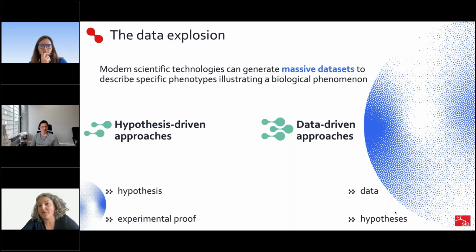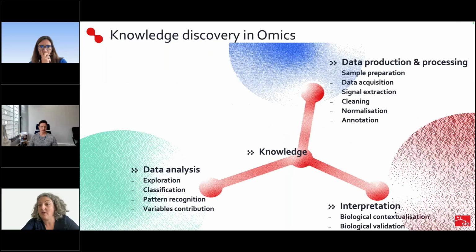To follow this path, three different steps are necessary. Data production: you prepare your sample, acquire your data, extract the signal, clean the data, normalize, annotate, etc. Then you analyze your data to explore or classify, do pattern recognition with a lot of different statistical methods, or AI methods, or whatever methods you like in bioinformatics. And then last but not least, you need to interpret the results of this analysis, put the data into biological context, and then validate.